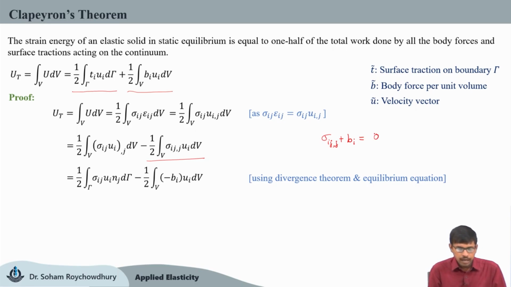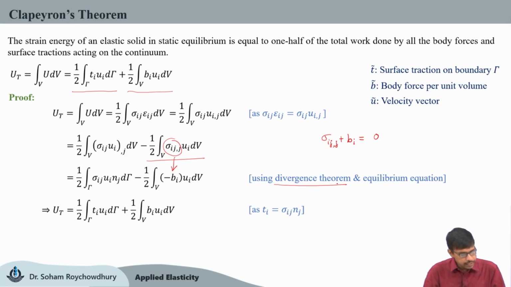So, thus sigma ij comma j is written as minus bi, and the first term, which was a volume integral, sigma ij ui entire thing comma j dV, is converted into a surface integral with the help of the divergence theorem and written as half of surface integral sigma ij ui nj d gamma, where nj are the components of the unit surface normal vector. Now, Ut is equal to half of surface integral of Ti ui plus half of volume integral of Bi ui.